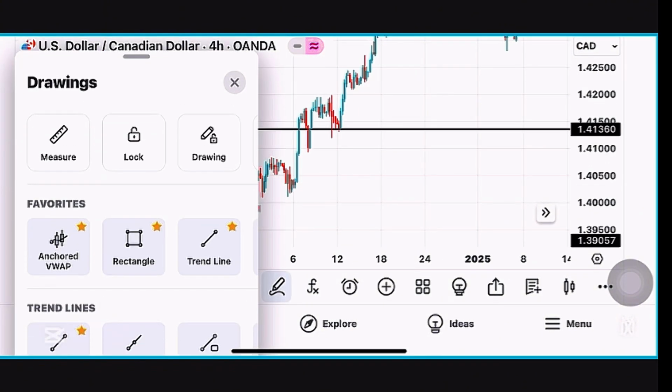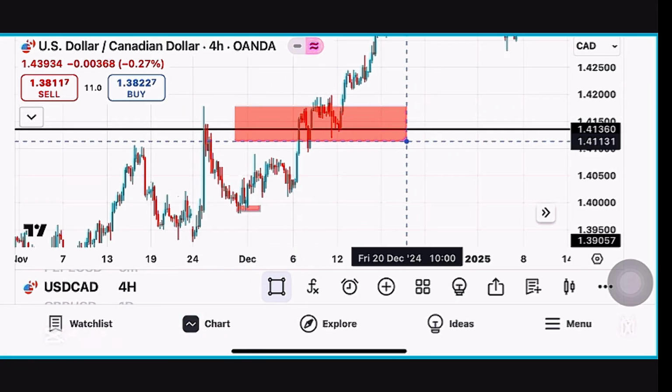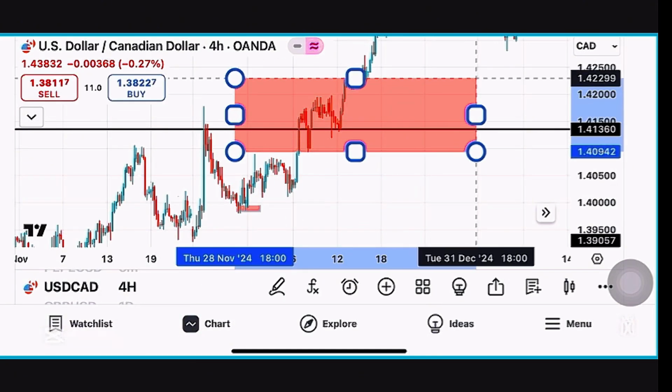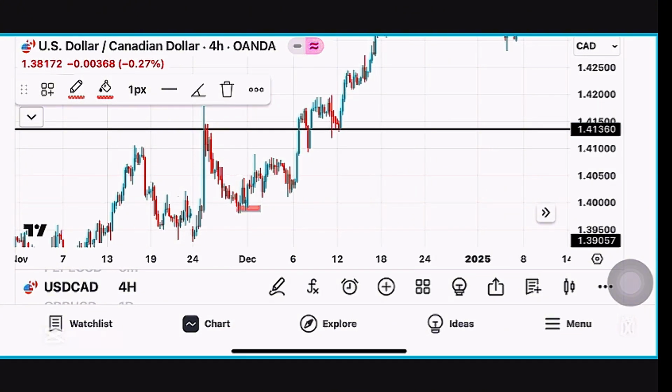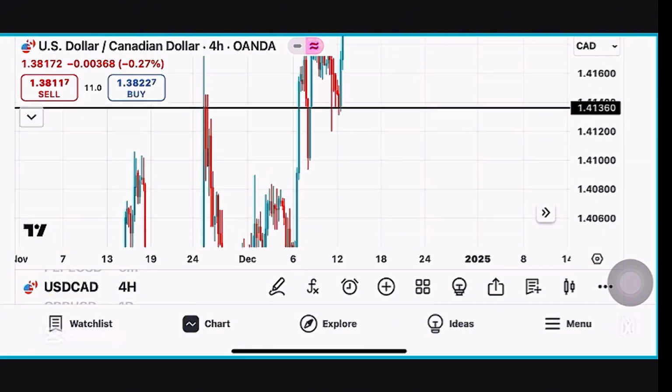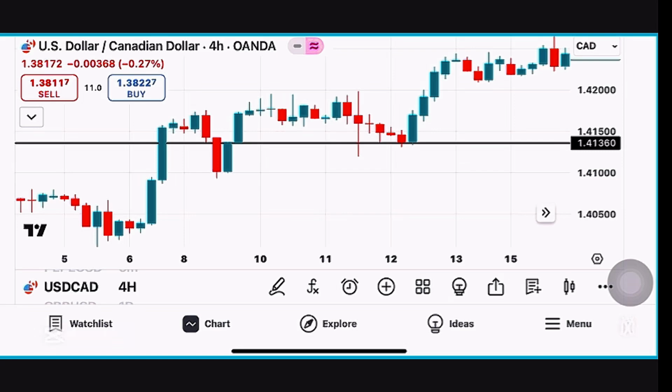Maybe if price gets to this zone, this is what I'm looking for, a buy to continue the trend in the market. This is the zone. Now when price gets to that zone, what am I looking for? I'm looking for a confirmation candlestick. And in this zone, what am I looking for?